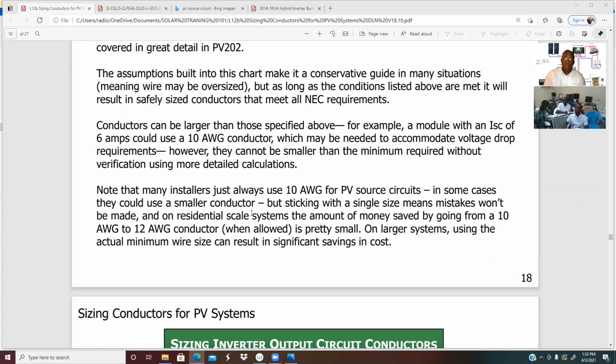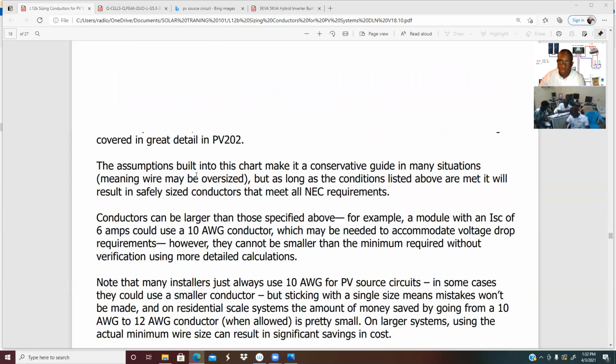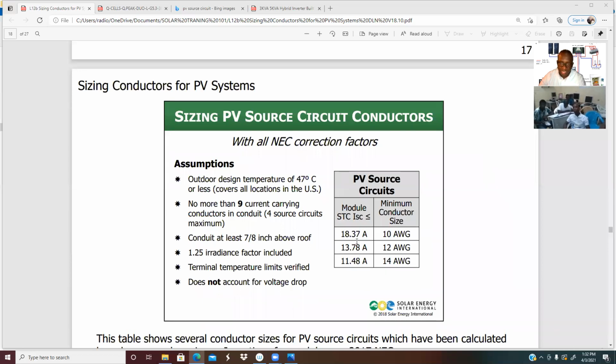Okay, now, they're saying note that many installers just always use 10 AWG. When we look at this chart here, 18.33A, 10 AWG. So this is 18.33A, 10 AWG, the STC. I think Mr. Katoma, you were a little bit right, because remember we added another 1.25 and we got 15.6, 15.8.